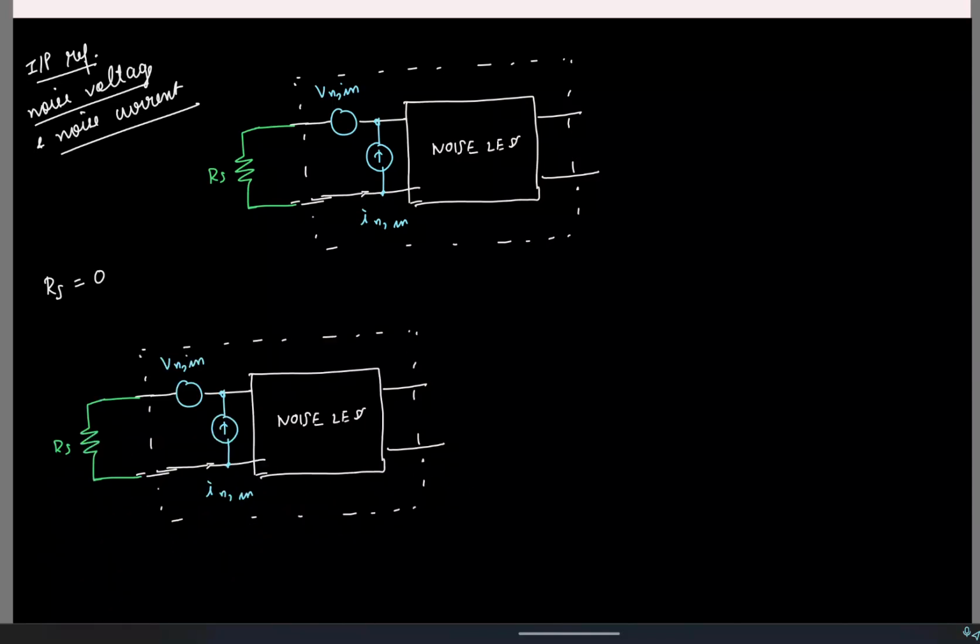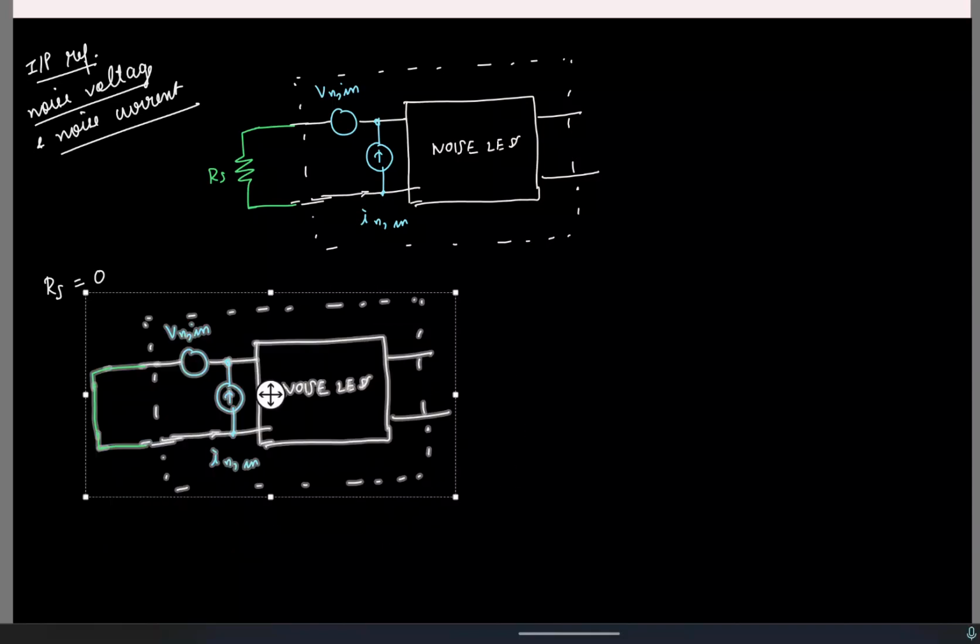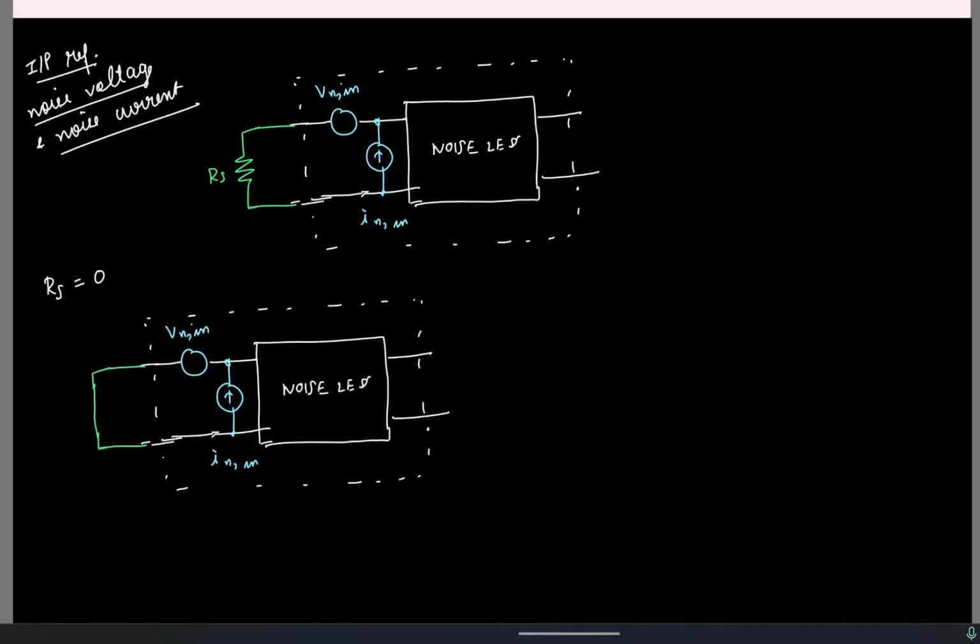So RS is 0, this is basically short. So now I have both voltage and current noise. Which of them do you think will be dominant? Voltage noise, because this voltage is going to fix the voltage across the network to its value, and in fact this current will not provide anything, because the entire current will flow into the voltage source, right? Again, can you use superposition to find the contribution from both?